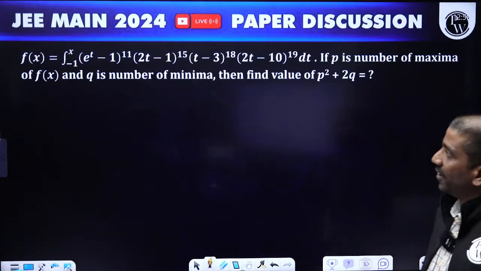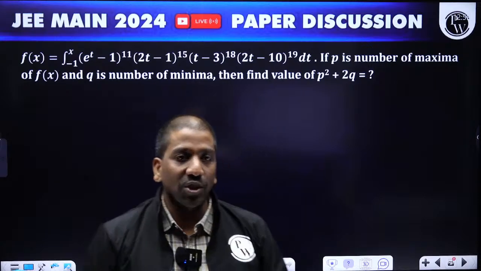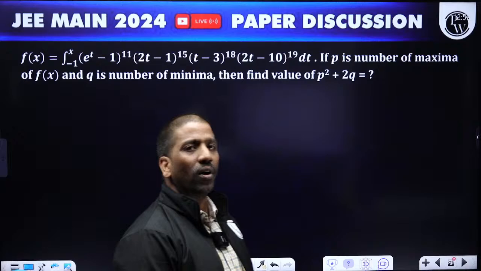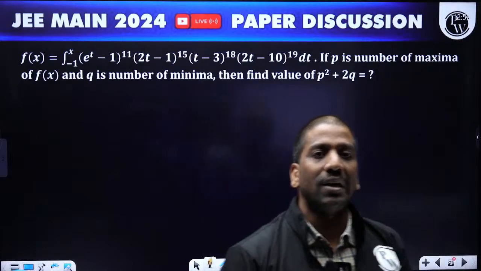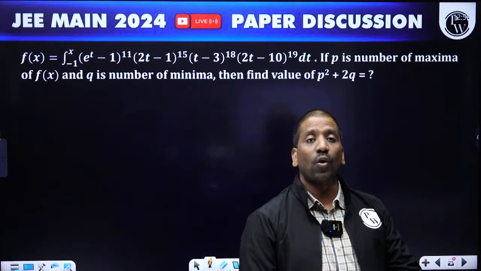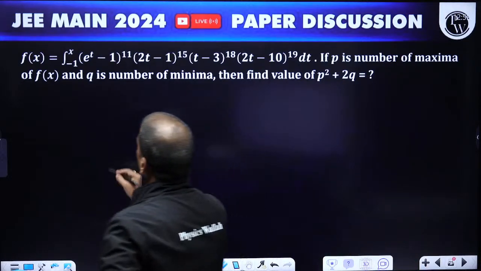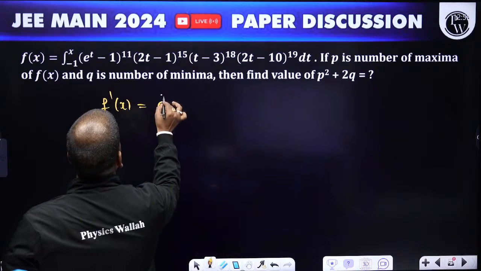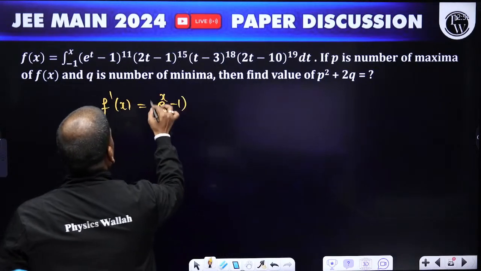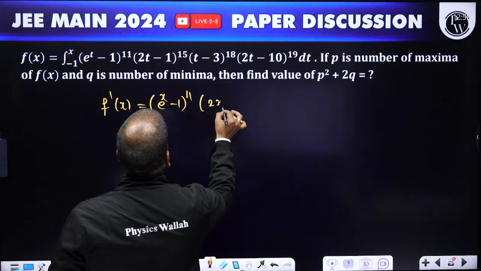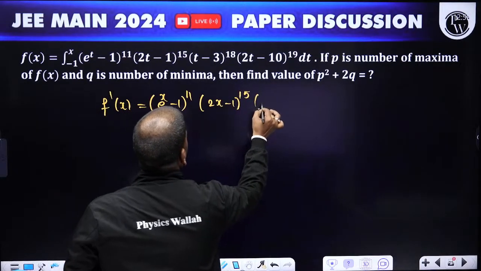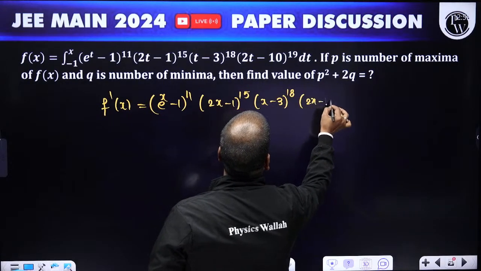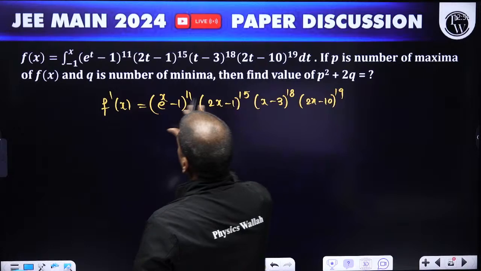Next question. This is from maxima and minima. F of x is given. Many times we come across one of the most important models to find the number of local maxima and local minima. So coming to here, what is f dash of x? F dash of x is e power x minus 1 power 11, 2x minus 1 power 15, x minus 3 power 18, 2x minus 10 power 19. So this is a derivative.